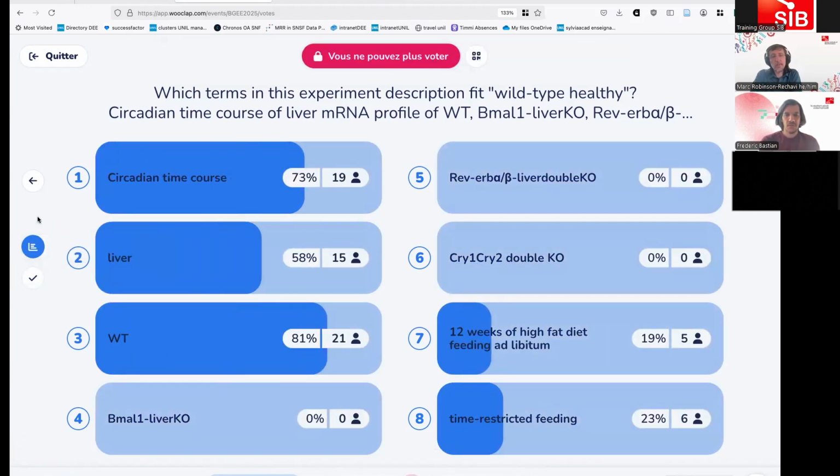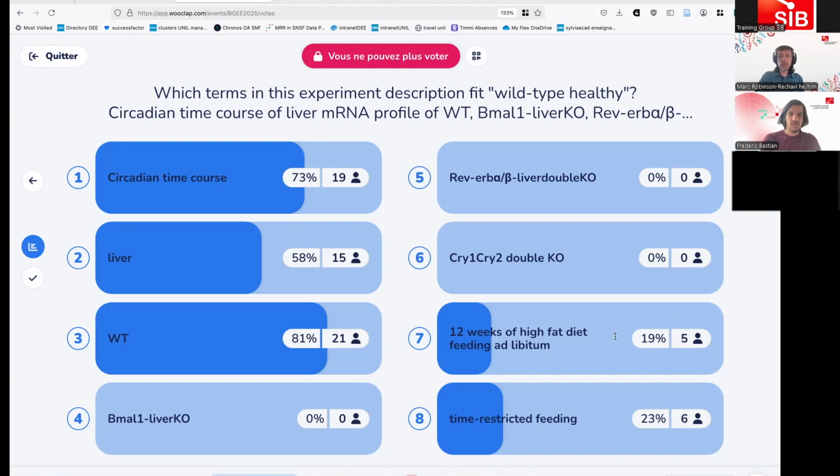So obviously, I think you all agree that wild type fits the expression of wild type healthy. Most of you thought that circadian time course is also wild type healthy, and this is correct. This is the kind of experimental manipulation which will cause variation in gene expression because genes are expressed differently at different times of day and night, but we consider it's within wild type healthy, and so we'll include it. Of course, liver is an organ which we want to capture.